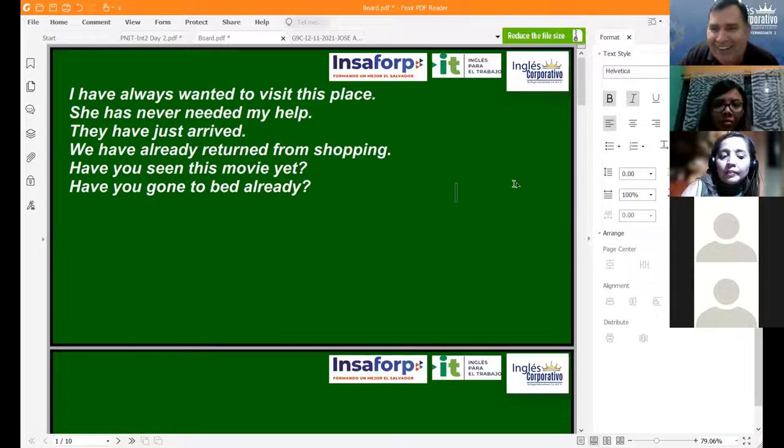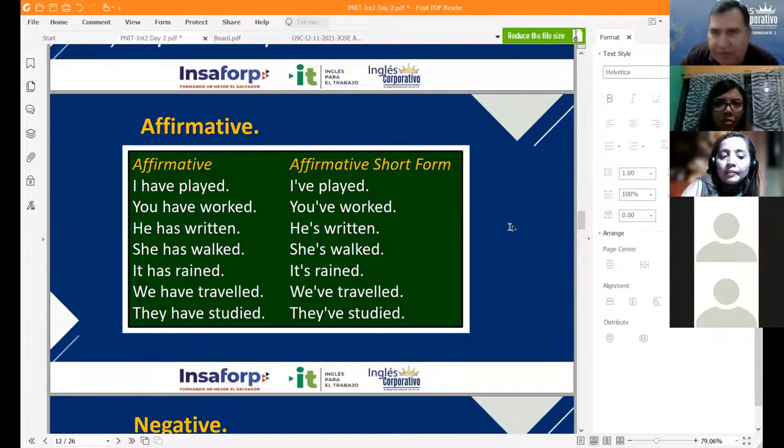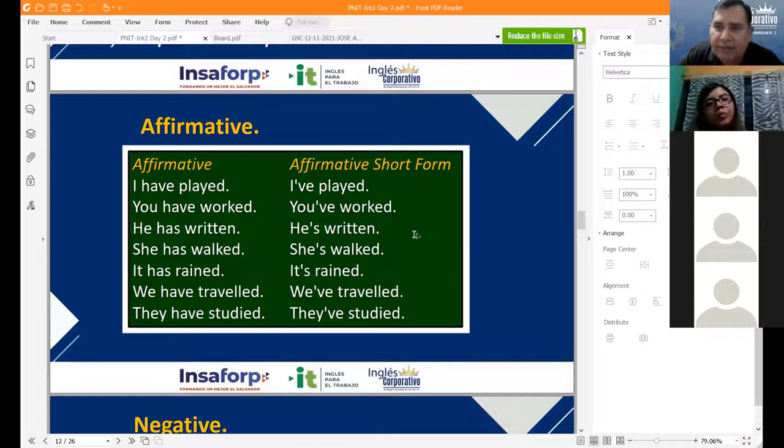Okay, present perfect. Let's go back to the examples. Affirmative. I have played, you have worked, he has written, she has walked, it has rained, we have traveled, British with double L, American with one L. They have studied. The contracted form, the short form: I've played, I've worked, he's written, she's walked, it's rained, we've traveled, they've studied, okay? This is the affirmative.